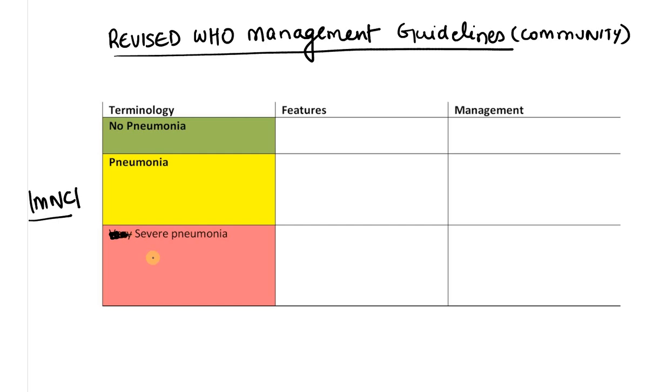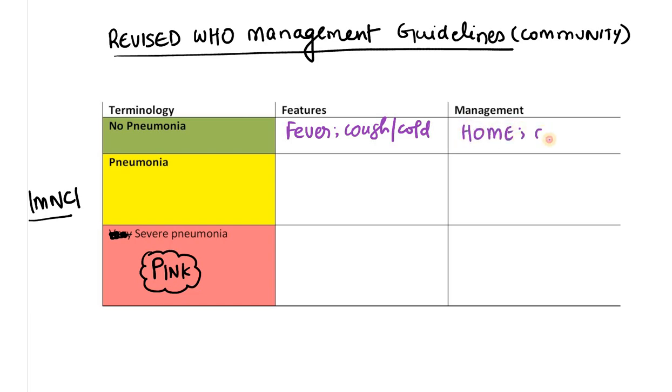Okay, now you can see that for no pneumonia it's a green color, pneumonia it is yellow color, and for severe pneumonia, please note, it is not red color but it is pink color. Very, very important. There is no red color in case of IMNCI color coding. That should be remembered. Let us see the features and the corresponding management. In no pneumonia, the child is just having fever. There may be some cough or cold, but there is no other problem. Child is otherwise well. So for this case, the management should be at home. You should give only paracetamol, no other medications are required.